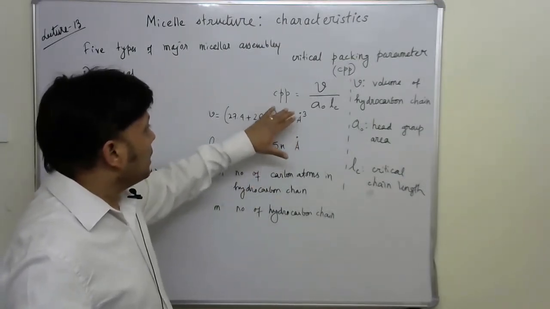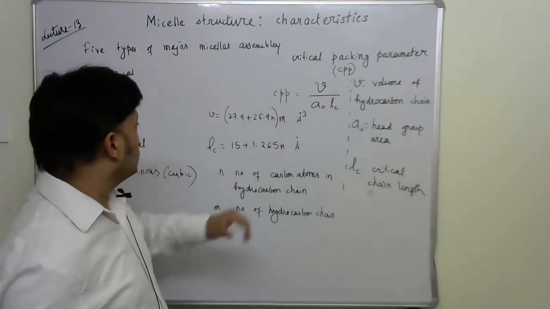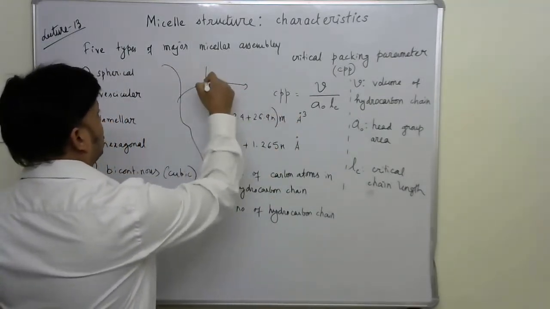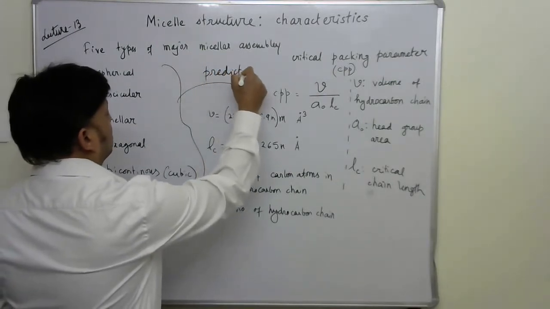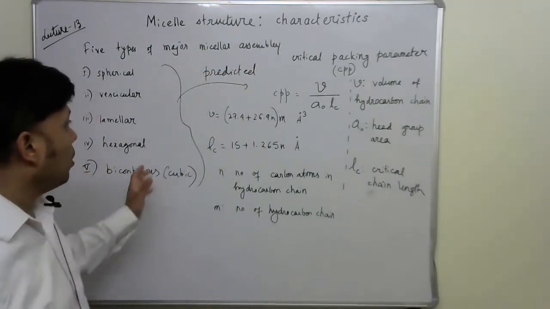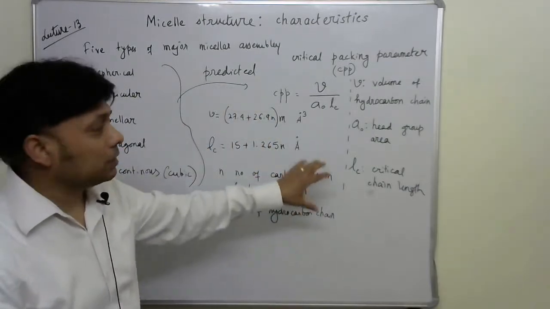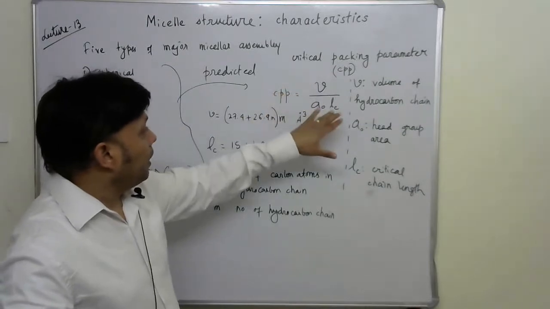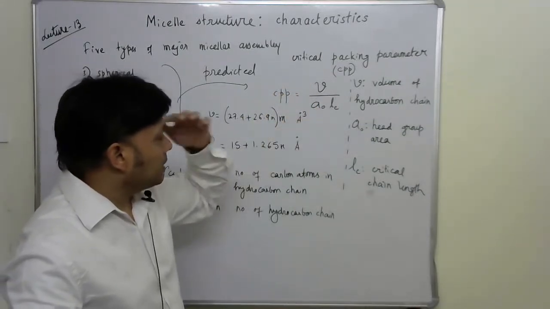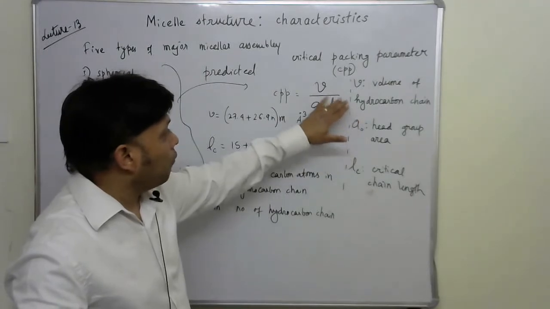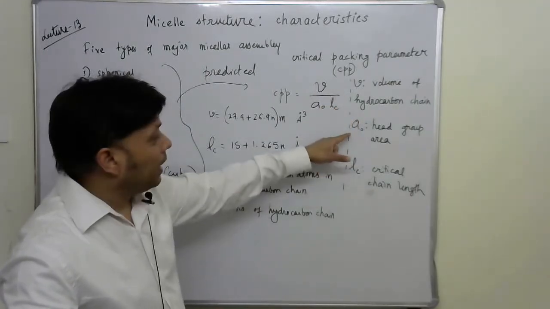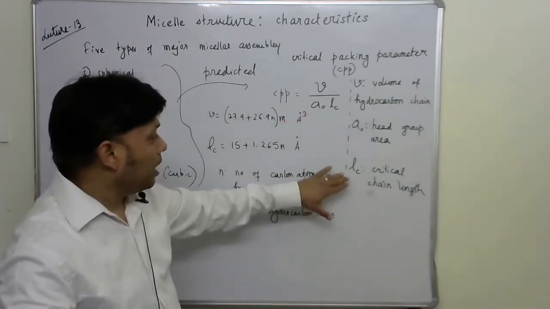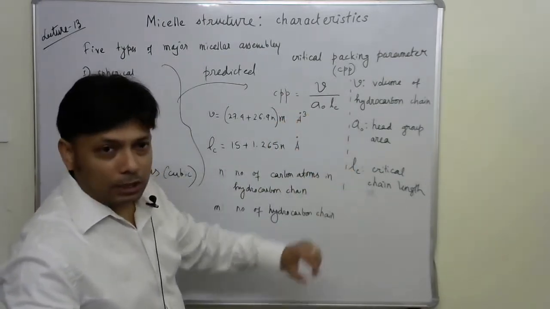So the CPP expression, with which all these structural features can be predicted, tells us which micelle is formed with which characteristic features. CPP is equal to V divided by A naught multiplied by LC. V stands for the volume of the hydrocarbon chain, A naught stands for the head group area of the polar head group, and LC stands for the critical chain length.